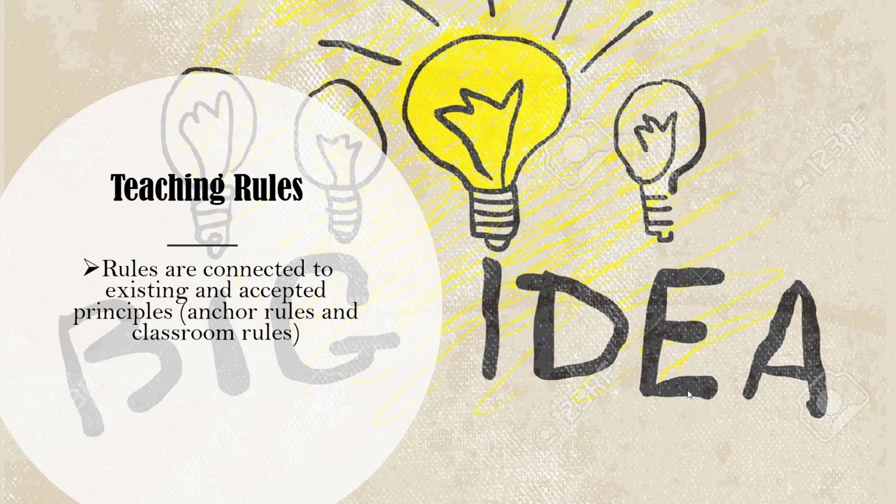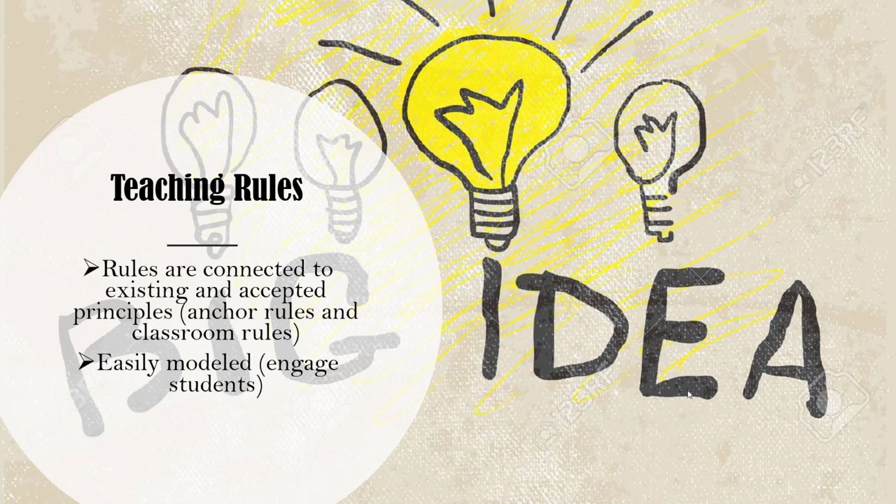So give them a reason as to why you're teaching the rule, how it's going to benefit them. Don't just teach the rule and think that they understand it, or not give them an explanation as to why you're teaching this rule and why this rule is important. Make sure that you model it. So this is really important. First of all, connecting it to existing principles, and modeling it. So you want to show them what an appropriate model of the rule is.